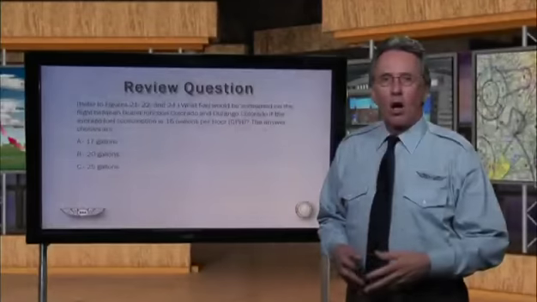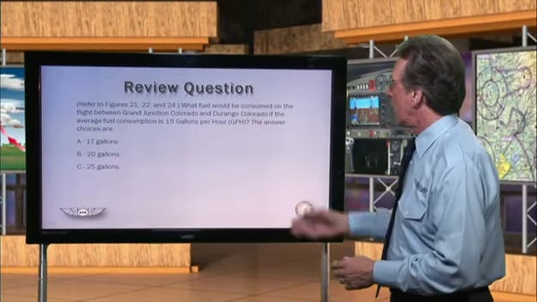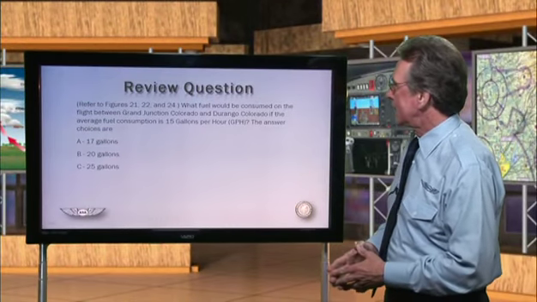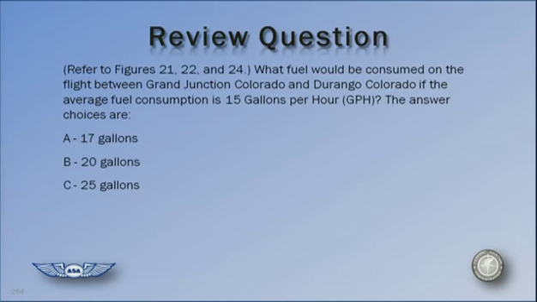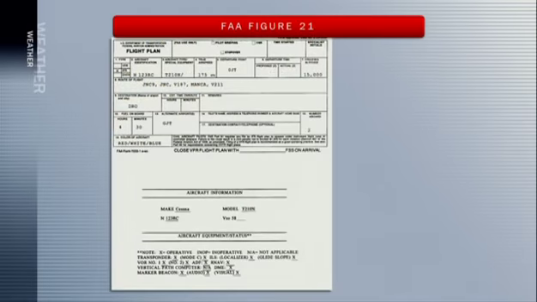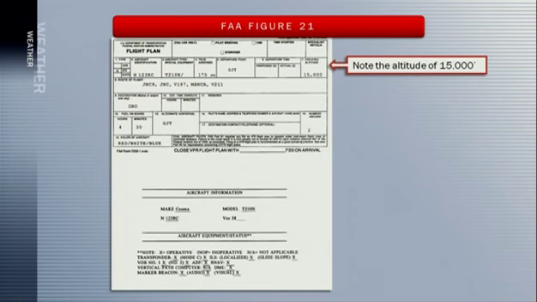All right, back into the studio for a question on our final topic. We're going to ask you to refer to figures 21, 22, and 24, which the FAA will provide. What fuel would be consumed on the flight between Grand Junction, Colorado and Durango, Colorado, if the average fuel consumption is 15 gallons per hour, or GPH? All right, the answer is one of these three, but we have to go first to figure 21, which establishes our altitude of 15,000 feet.